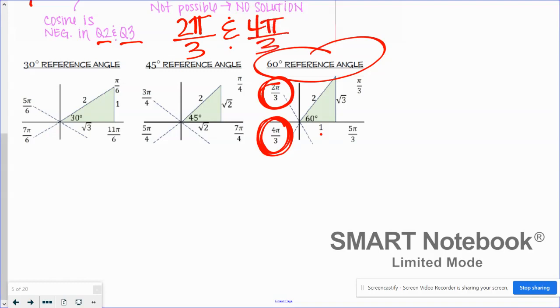So we want to factor. We want to use our zero product property to isolate the trig function. And then from there, we can determine where are our solutions and what are our solutions.